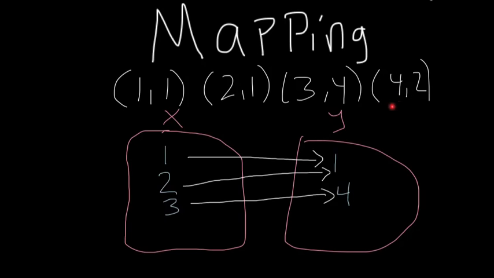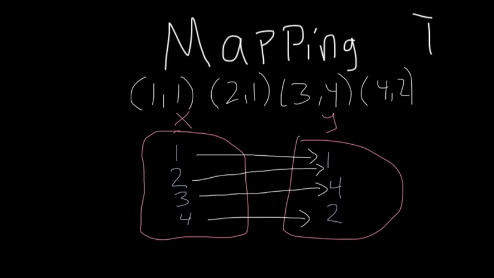And then my last one, I have a 4 going to a 2. I need a 4 over here. I don't have a 2 in my y column, so I'm going to put a 2 here, and then I can map it across. And if we had this map, we can always say, alright, I know my ordered pair would be (1, 1). I know another one would be (2, 1), (3, 4), (4, 2). So we're just mapping our x's to our y's.